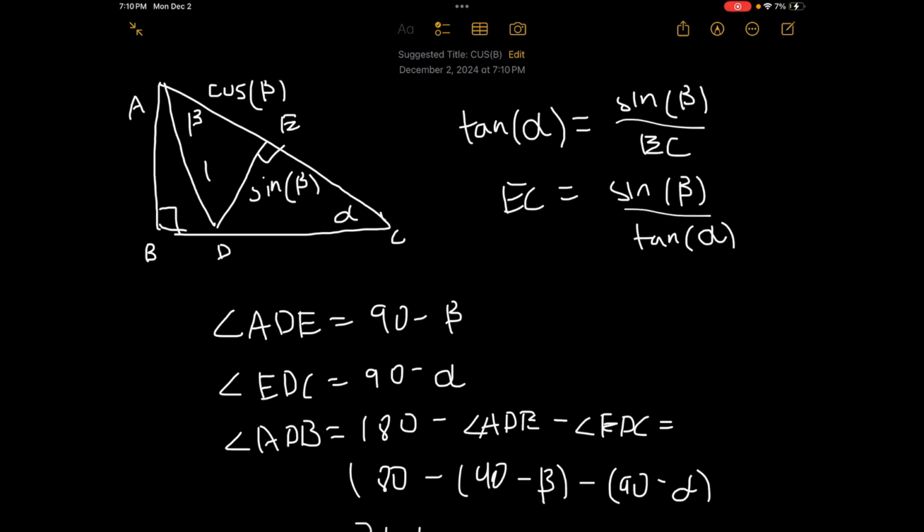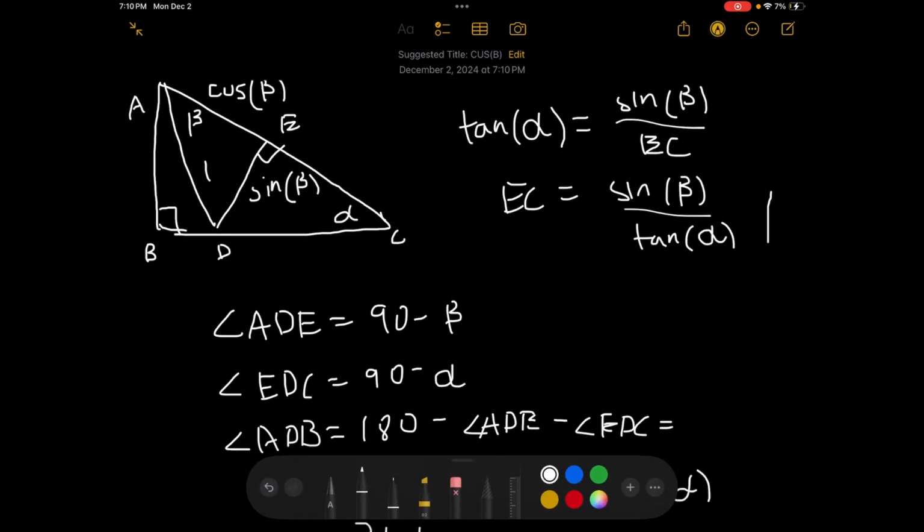So we can use the same trick that we used at the beginning to find the measure of AB, which is just the sine of ADB, or the sine of angle alpha plus angle beta, the measure of those two angles.